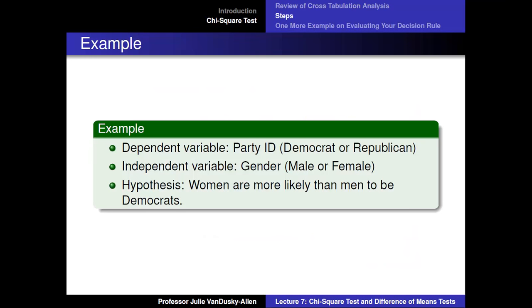In order to demonstrate how to conduct a chi-square analysis, I will use the following example. The dependent variable is party ID, Democrat or Republican. The independent variable is gender, male or female. The hypothesis is women are more likely than men to be Democrats.